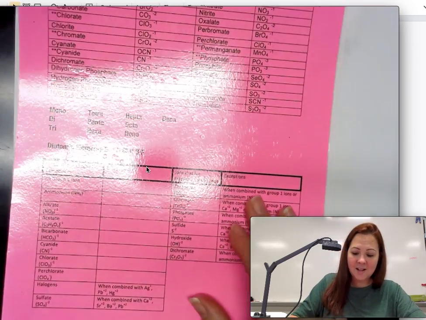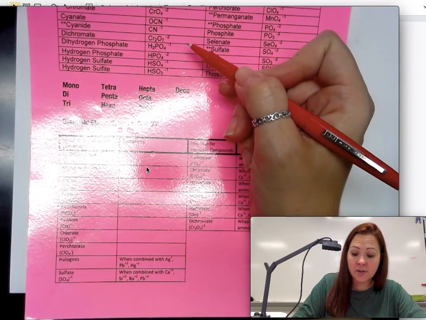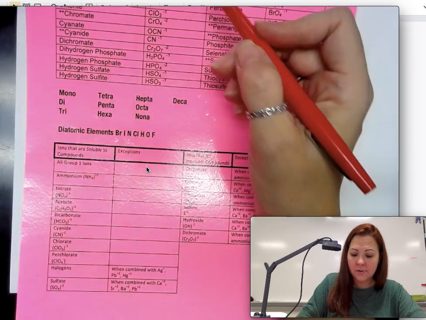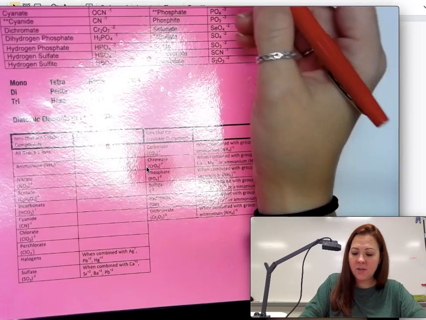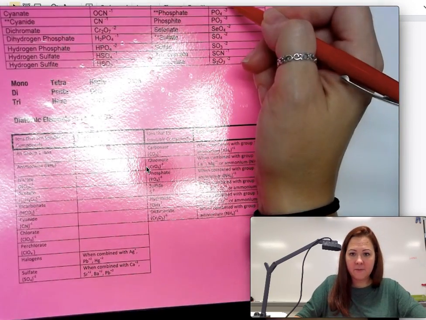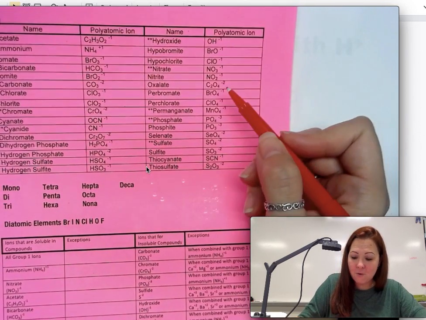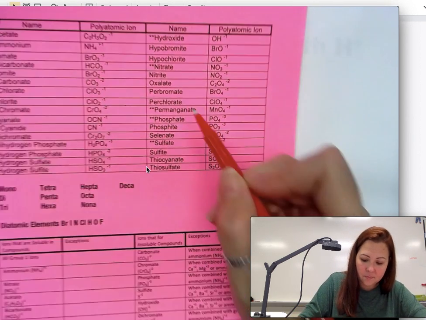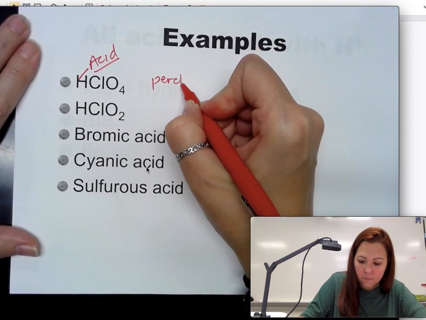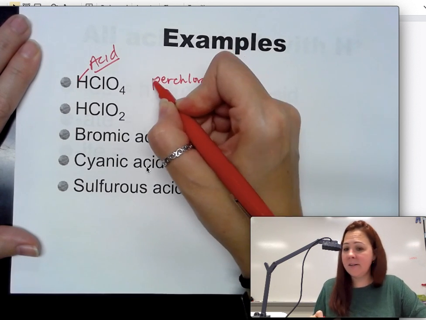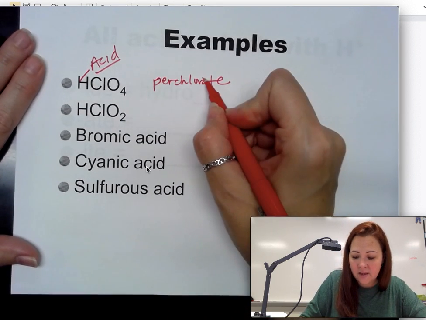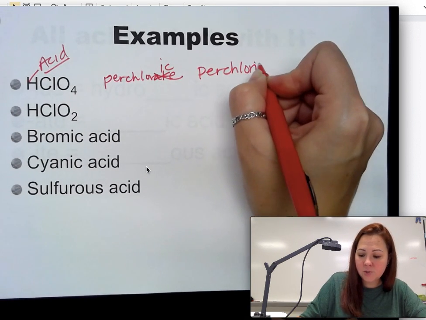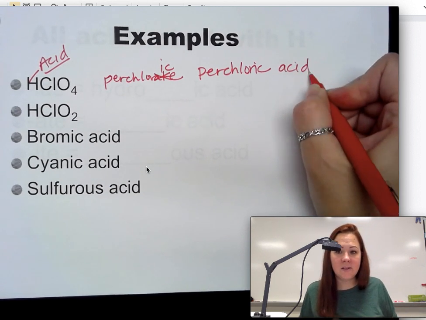So ClO4, when you find it on your chart, they're in alphabetical order. Cl is chlorine, but it's not over here, so you're going to have to dig. And when you dig for this, right here, sorry, I'm off the chart. ClO4 is called perchlorate. So with our naming rules, I ate something icky. Ate becomes ic. So this is called perchloric. And then that H means acid, so we write the word acid at the end.